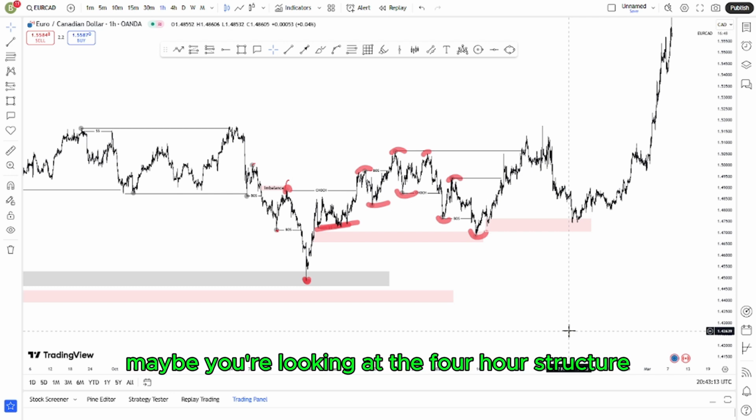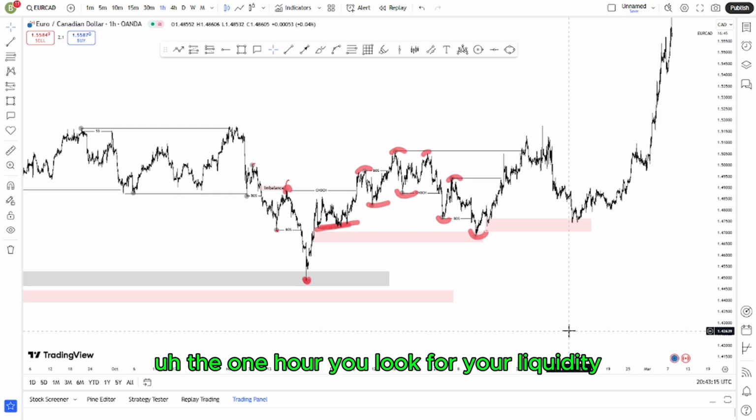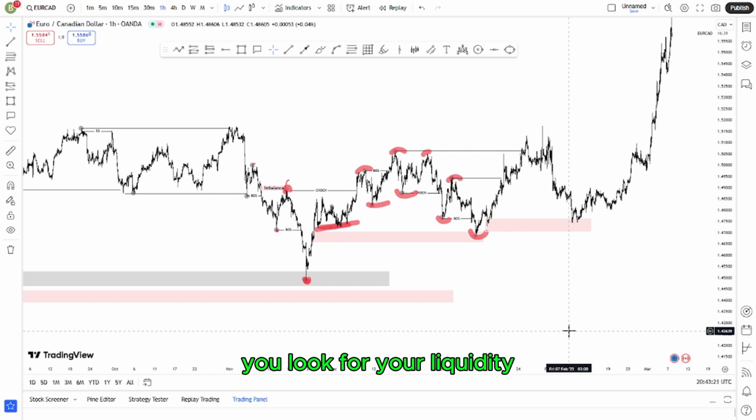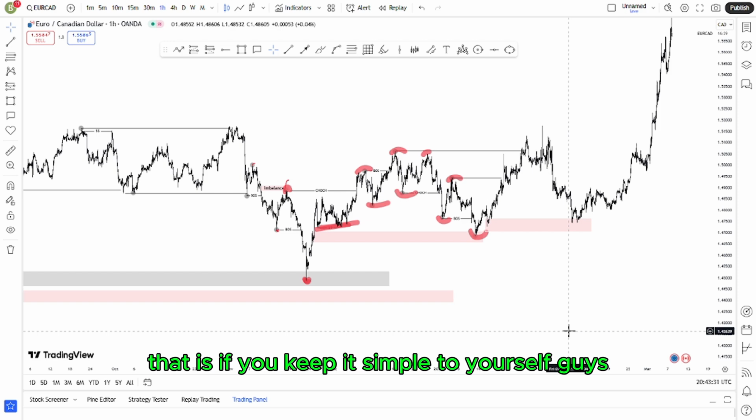Let's say maybe you're looking at the 4-hour structure. The 1 hour, you look for your liquidity. Even if you don't find it, you go to the 15-minute time frame, you look for your liquidity, you look for your supply and demand. Then that is when you get to execute. And this was just to show that market structure can be very simple, that is if you keep it simple to yourself, guys.